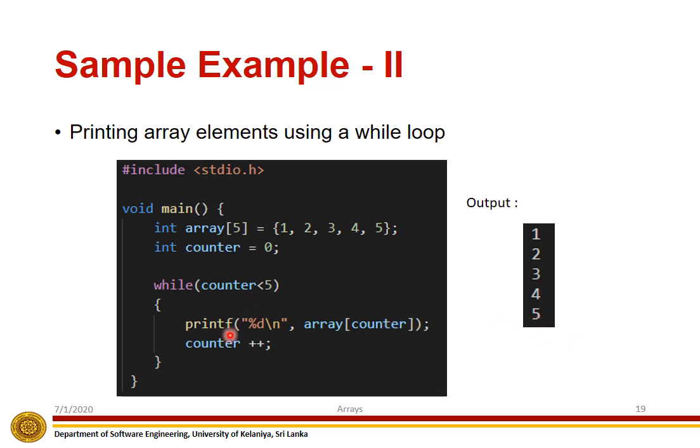After that, 4 plus 1, 5. 5 is not less than 5, so it will terminate the loop. So it will give the output as 1, 2, 3, 4, 5 as the array.